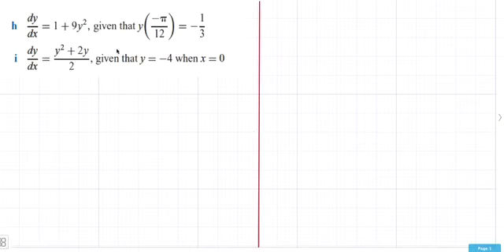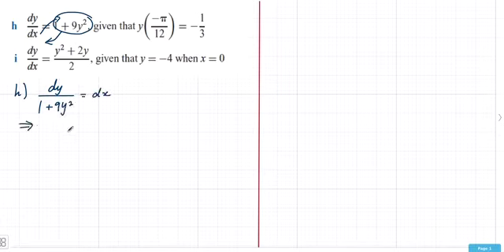So we're going to continue now with the separation of variables method. The first one that we've got here, we've got dy dx, and we've got some stuff over here with some y's in it. So what we're going to do is take that to the left side and then take the dx up to the right side. So we're going to have dy over 1 plus 9y squared equals dx.